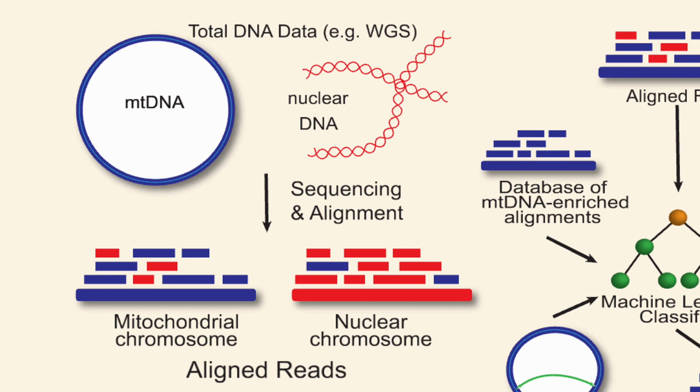Now, due to the presence of numts, however, some of the mitochondrial reads will end up aligning to the numt regions within the nuclear chromosome. Also, some of the nuclear DNA reads corresponding to numts will align erroneously to the mitochondrial DNA. Both of these cases represent misalignments. So we now need to improve on the first step to accurately identify legitimate mitochondrial DNA sequence.